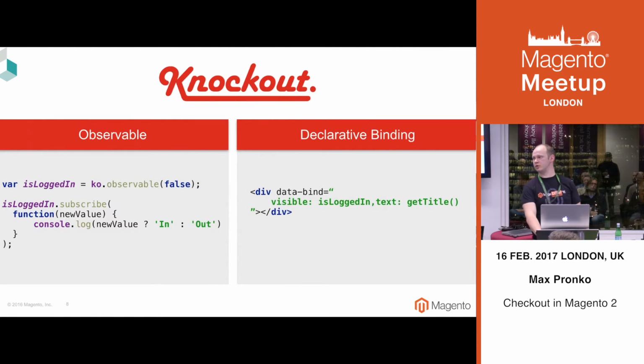With respect to Knockout, who had a chance to work with Knockout? Okay, so Magento decided to use Knockout as an MVVM, model view view model, and there are two interesting features. It's actually three, but it's kind of similar. The first one is observable.